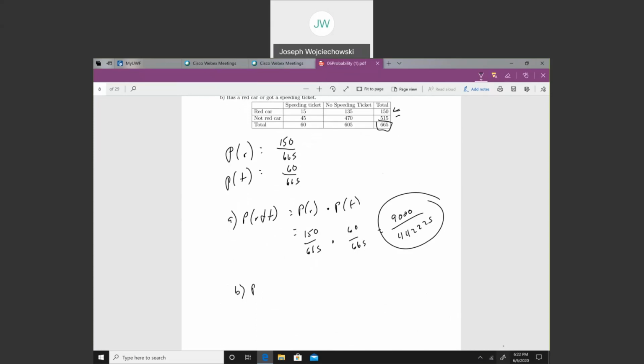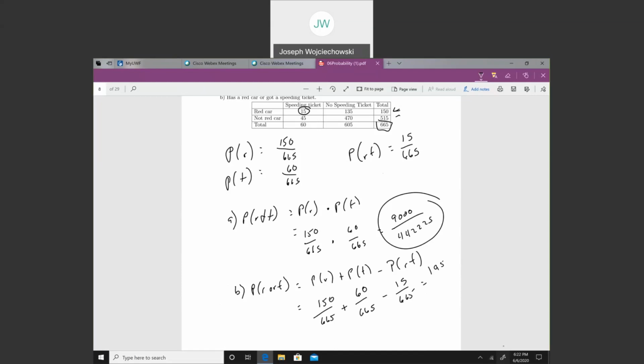Next up, we have the probability of a red car or a ticket. So this is the probability of a red car plus the probability of a ticket minus the probability of a red car with a ticket. So we need the probability of a red car and a ticket. So we have a red car, we have a ticket. We have 15. That's 15 over 665. So the probability of a red car is 150 over 665. The probability of a ticket is 60 over 665. Minus the probability of a red car with a ticket, 15 over 665. And this is 195 over 665.